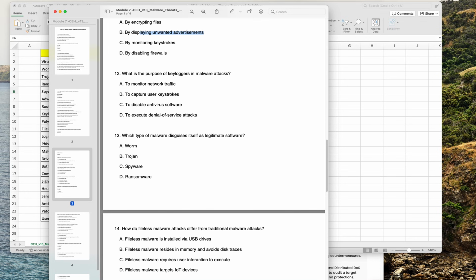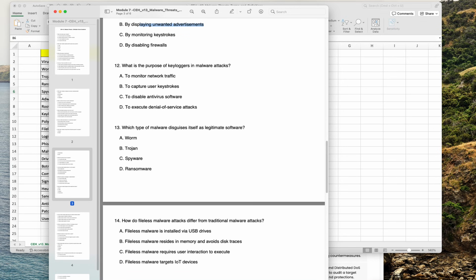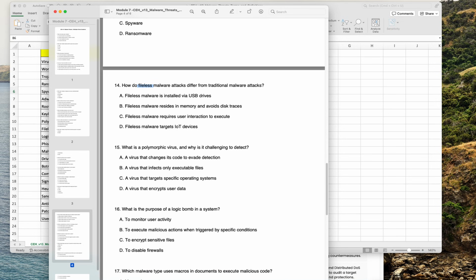Oh, that is a good question. Which type of malware disguises itself as legitimate software? I believe we mentioned that a couple of minutes ago. How do fileless malware attacks differ from traditional malware attacks? This is pretty good, and fileless attacks happen, as I mentioned, in memory. They are not written to disk.